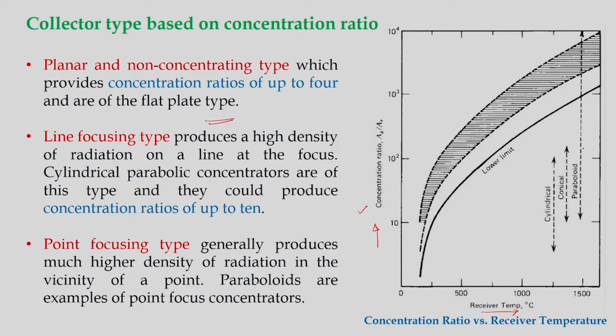So, this is for paraboloid. Okay. You can see the range of operation. Of course, that can be adjusted by using different means, and for conical configurations you can see this is the range, and for cylindrical this is the range. Okay. So, for line focus systems we can have concentration ratio up to 10, and for point focus systems it is very high. Okay.